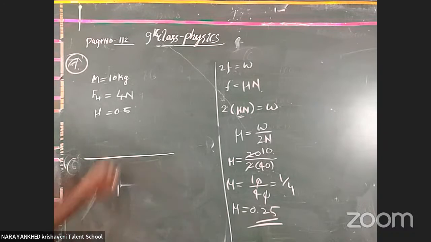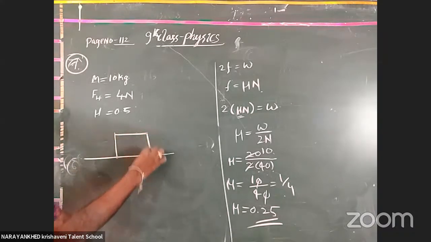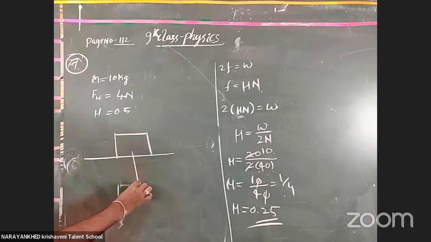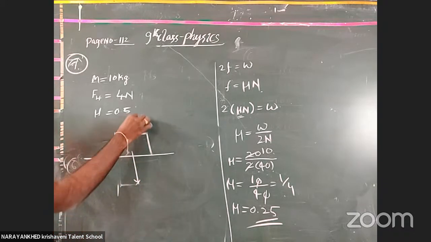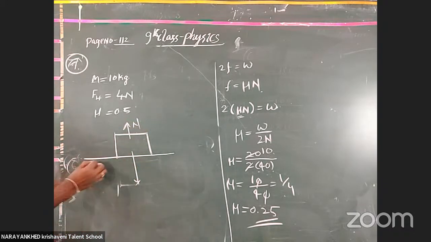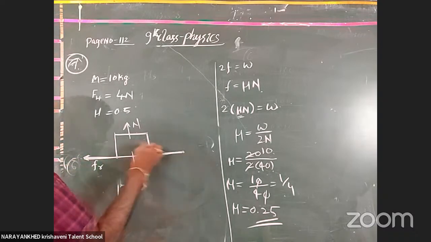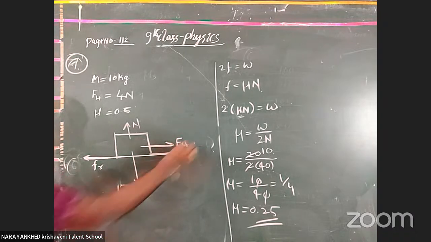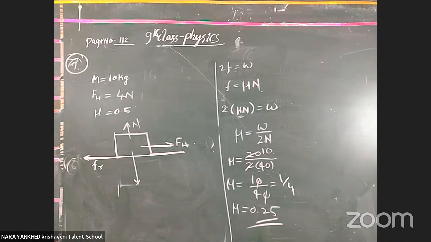How to draw the diagram here? It will work like this. The weight acts downward, and the normal force N acts upward. The frictional force acts in the horizontal direction, and here the horizontal force F_H is also working. Static friction is acting on it, and static friction acts at rest only, you know very well.